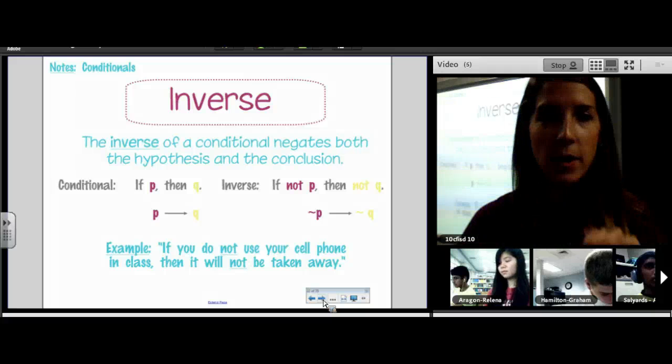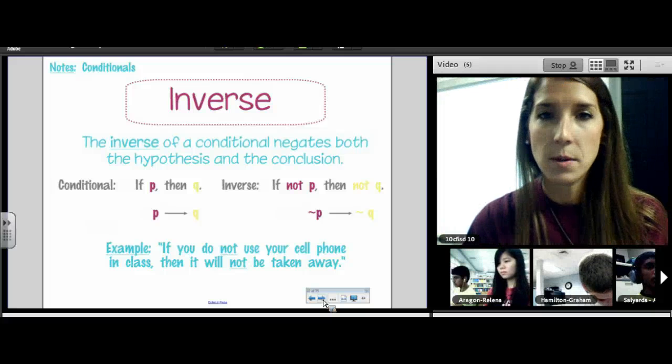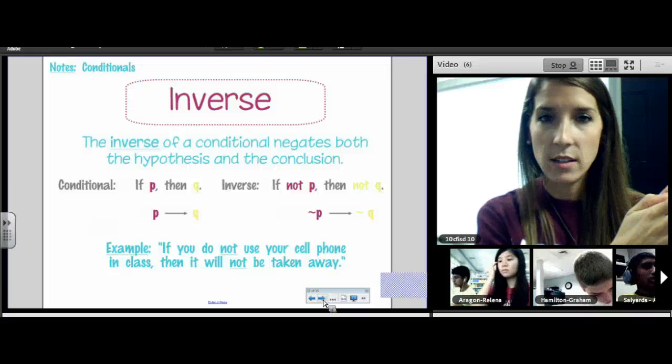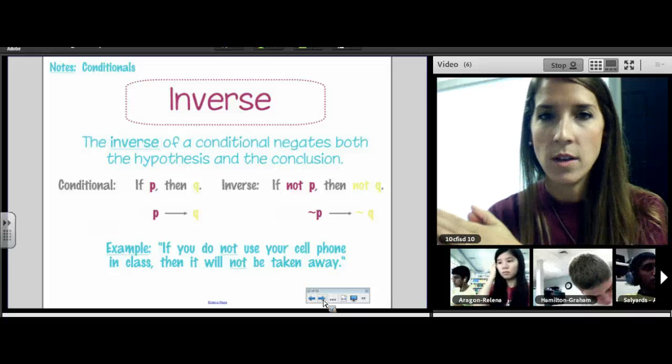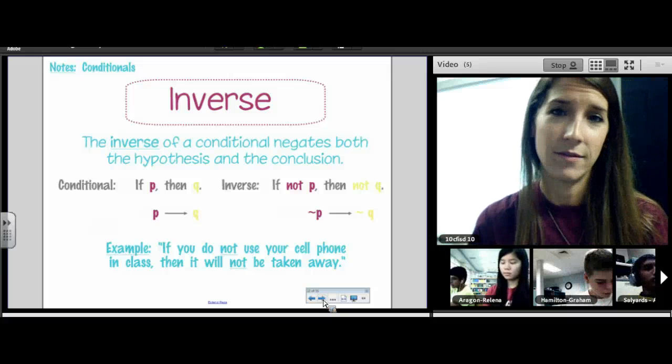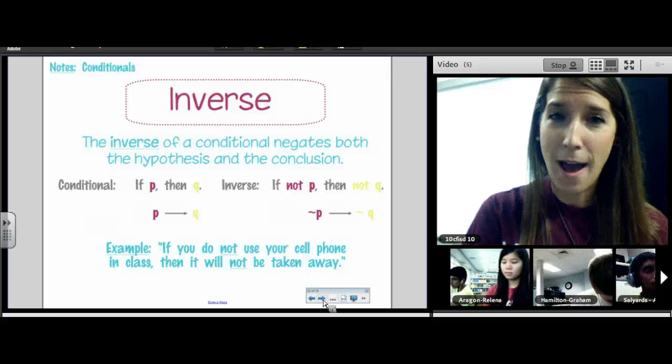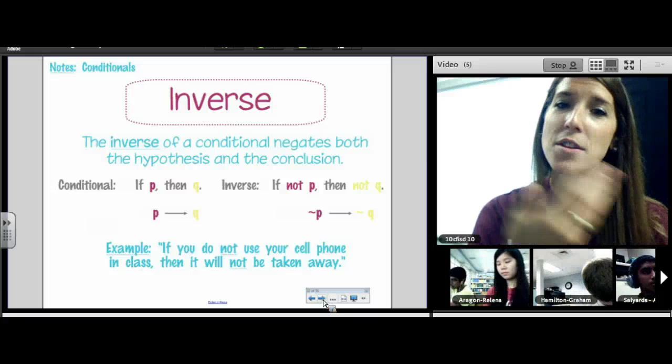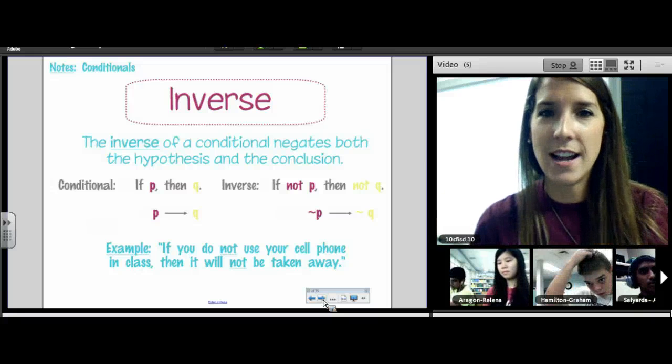Inverse, like I said, throwing a lot of words at you. An inverse is when you take the hypothesis and you put not, and you take the conclusion and you put not. If you do not use your cell phone in class, then it will not get taken away. If you do not stare out the window waiting for the cable guy, then you will not attend your own funeral, as a guy named Phil Shifley.